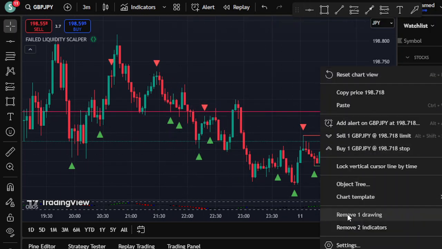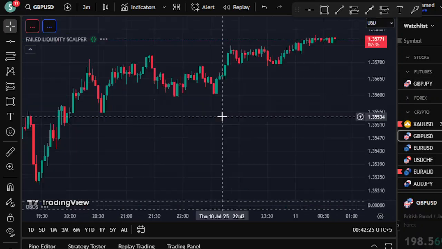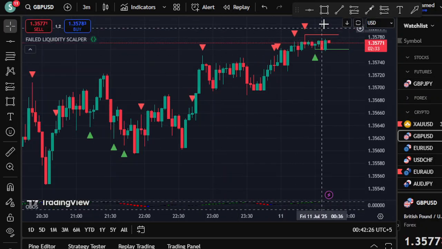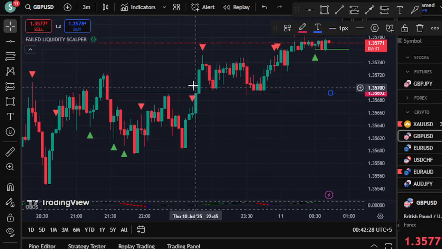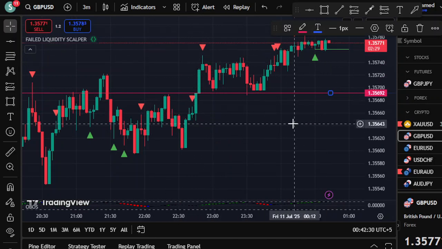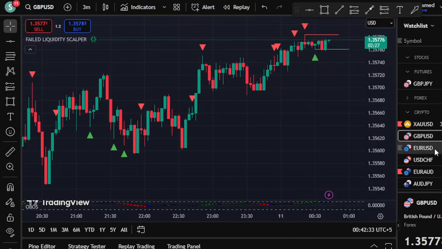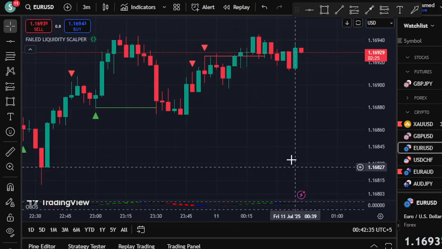Okay, so let me pick the other chart. Let's go to pound USD. On pound USD, you can see the market broke the upper side of the red ones. You can see we have the bullish ones. Clear? Okay, so on the red, if the price breaks above, you will buy.